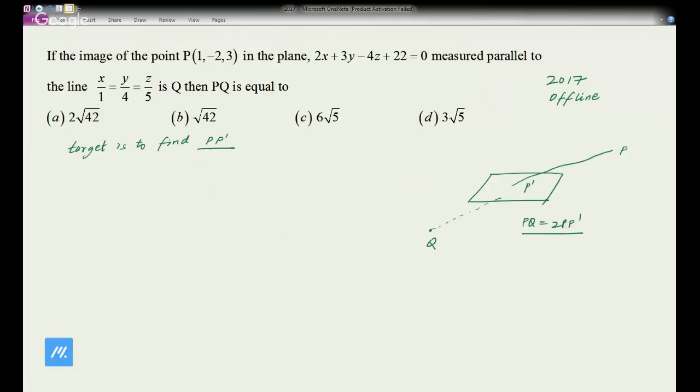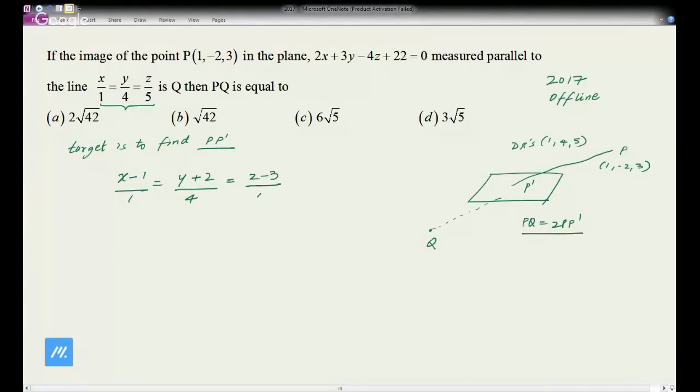So to find PP dash, what will you do? You know P is (1, -2, 3), and PP dash is parallel to the given line, so the DRs of that line will be the DRs of this PP dash. So the DRs of this are 1, 4 and 5. If these are the DRs, then what will be the equation of the line? (x minus 1)/1 = (y plus 2)/4 = (z minus 3)/5.